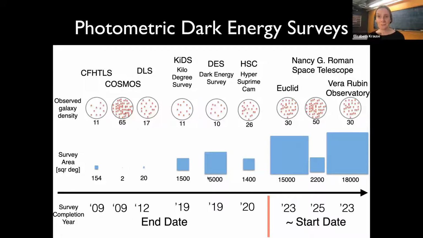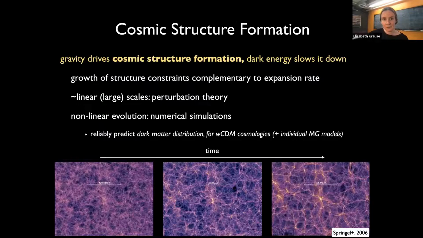And this really is our bootcamp to get ready to interpret then the shapes and positions of tens of billions of galaxies that will come to our hard drives in the late 2020s from Euclid, the Nancy Grace Roman Space Telescope, and from Vera Rubin Observatory. These surveys want to constrain cosmology largely through observations of cosmic structure formation, where the main process is that gravity drives structure formation, while dark energy, or whatever it is, slows it down.